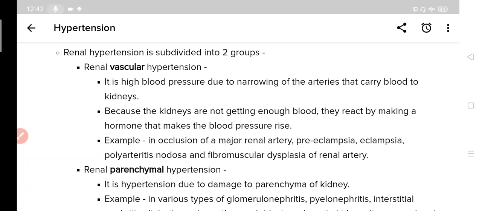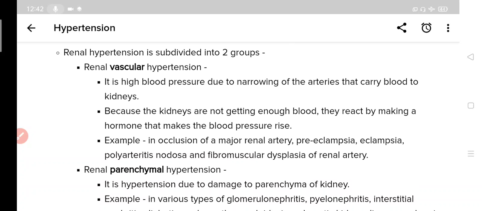Obviously the name says renal vascular hypertension, so it is associated with blood vessels or arteries that carry blood to kidneys, and if they are narrowed, as you already know, narrowing of an artery will result in increased blood pressure. So which arteries? Those arteries that carry blood to kidneys. What is the mechanism here? Due to narrowing of the arteries, kidneys don't get enough blood, so they react by making a hormone that makes the blood pressure rise.